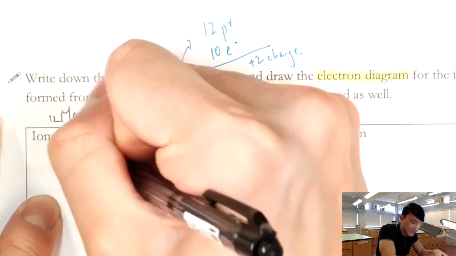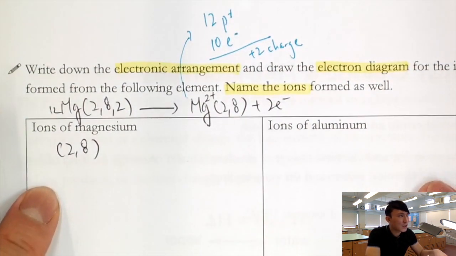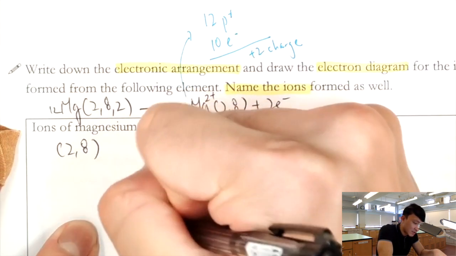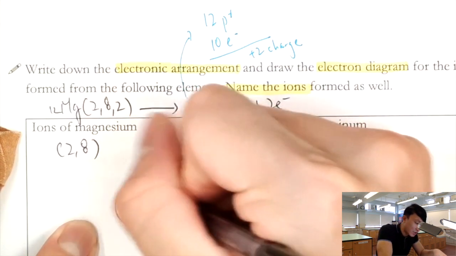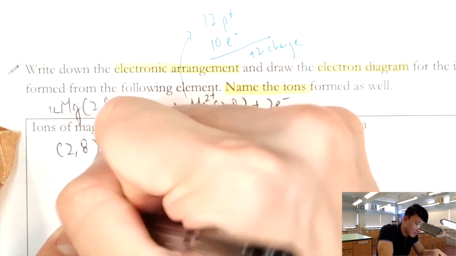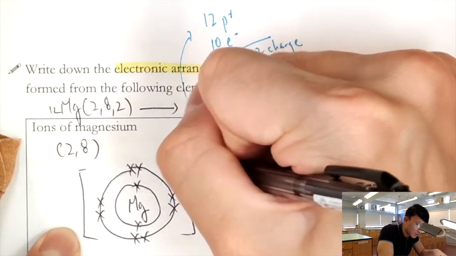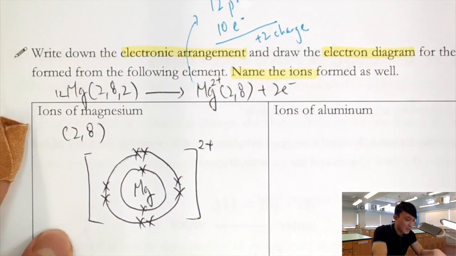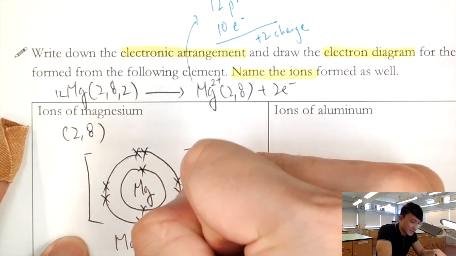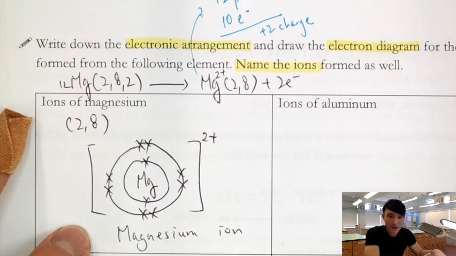So it is 2,8. Electron diagram. So we have Mg. Now it's 2,8. So actually the electron diagram is quite similar to what we did before. But we don't stop here because we also need to include a square bracket, and then you put down 2 plus. The name is magnesium ion, or you can put down magnesium cation. So this is how you do it.